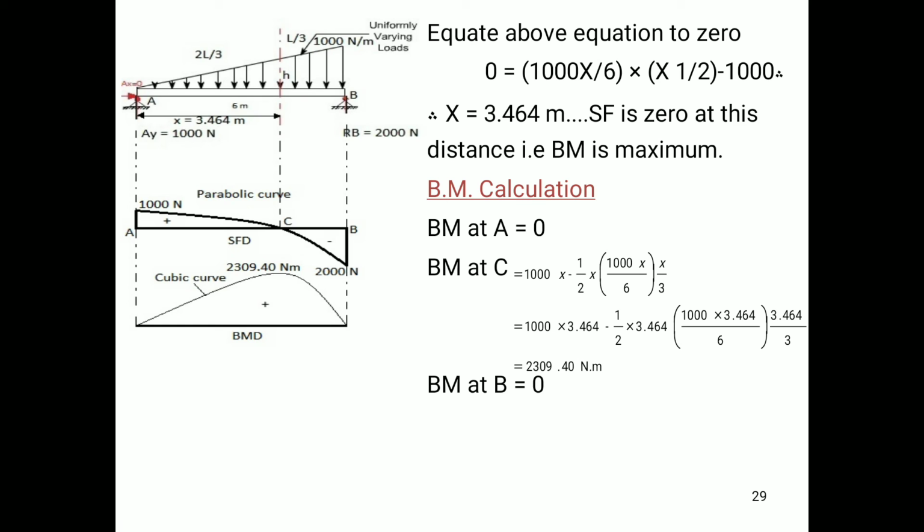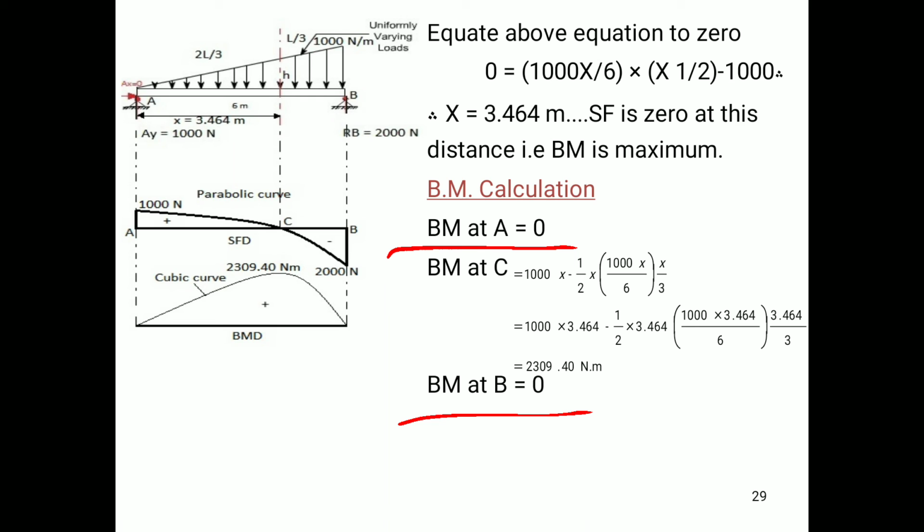Now our next calculation is bending moment calculation. Remember that in case of bending moment, we have bending moment value equal to 0 at its ends. Therefore at end A and at B we have 0 value of bending moment. Therefore at A and B it will be 0. But very important, we are going to calculate bending moment at point C, where shear force is 0.